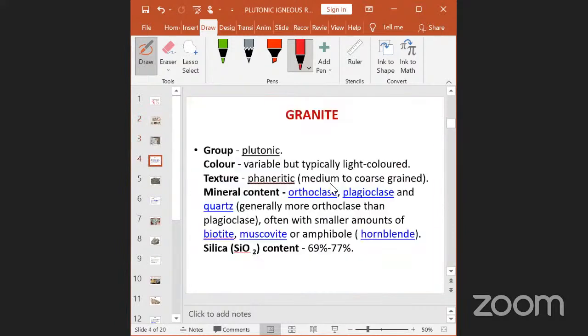So this is the granite. What is the granite group? It is plutonic, and color is variable but typically light, and texture is phaneritic, that is medium to coarse grain. The minerals are orthoclase, plagioclase and quartz, and also biotite, muscovite or amphibole. In silica content, you can write 65 to 80 or 69 to 77, so up to 80%. So this is the granite.